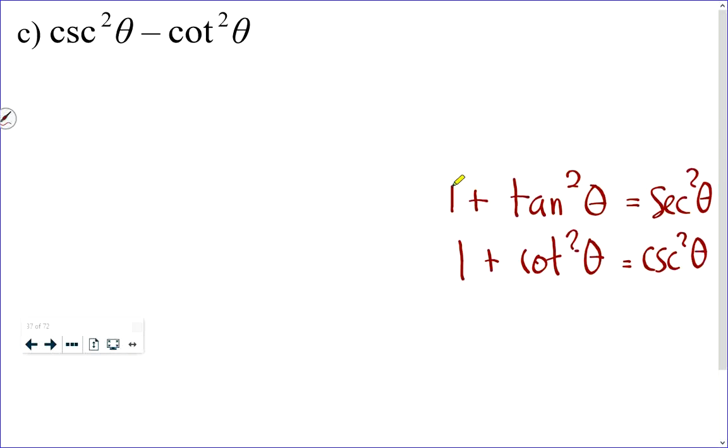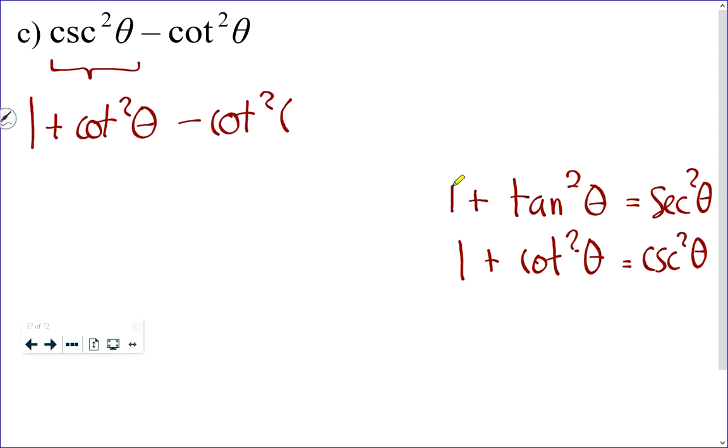There's a quicker path here. Cosecant squared is 1 plus cotan squared. Cosecant squared is 1 plus cotan squared. And then we have minus cotan squared of theta. Oh, it's equal to 1.